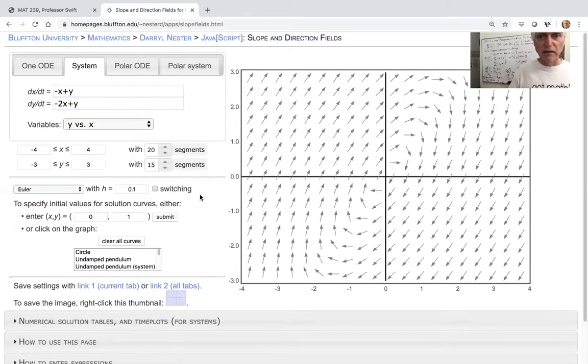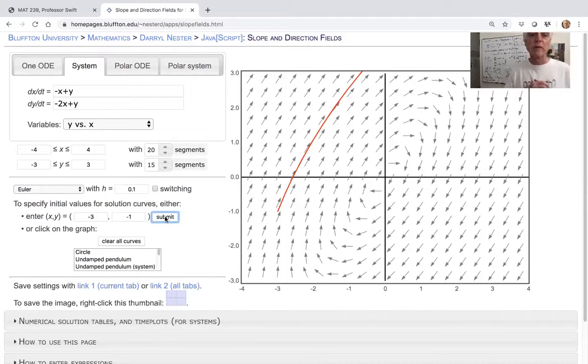Okay, there it is. And you can kind of see a swirlingness in the clockwise direction here. So let's put in the initial point, (-3, -1). And when I start this, I expect it to go on an ellipse in the clockwise direction. Well, it left the screen. So let's zoom out a bit.